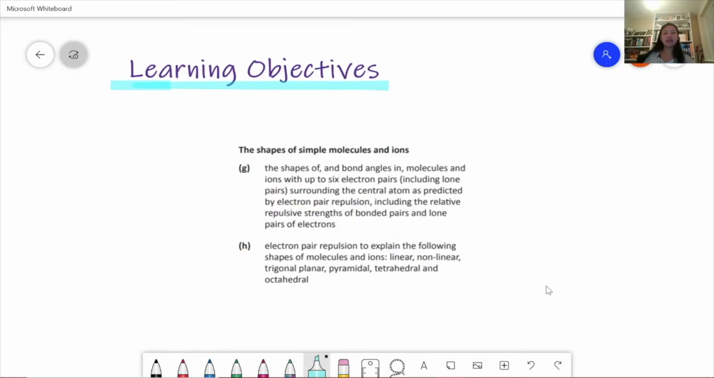We're going to be learning about the shapes of simple molecules and ions today, and these are the learning objectives. The first is to work out the shapes and bond angles in molecules and ions with up to 6 electron pairs. And we're also going to look at electron pair repulsion to explain the following shapes.